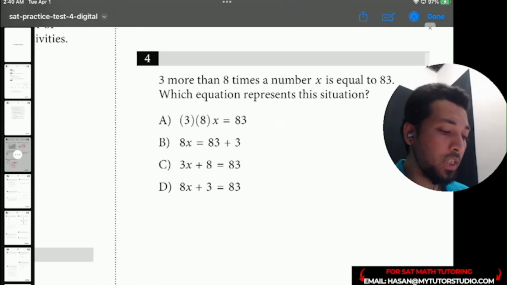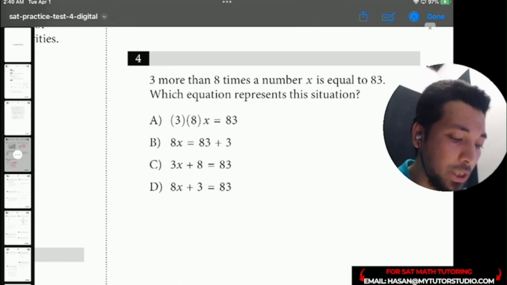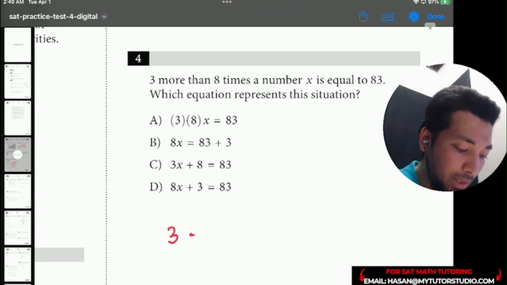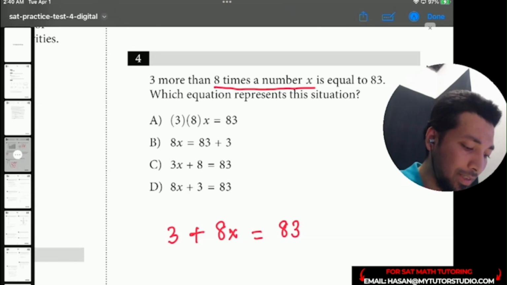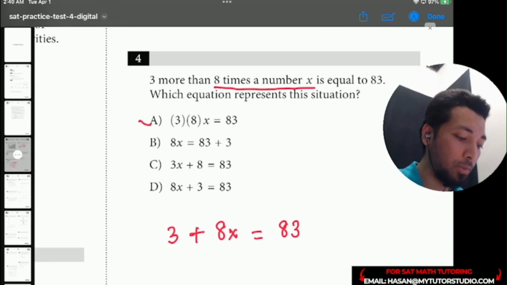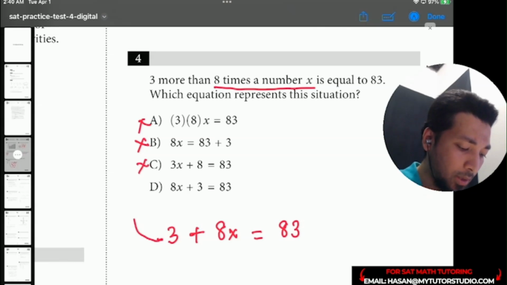Number 4. 3 more than 8 times a number x is equal to 83. Which equation represents this situation? So we have 3 more than means add, 8 times the number x is 8x, is equal to 83. Now if we match with the given options, we see that it cannot be option A, it cannot be option B either, it cannot be option C. The only option that we have is option D.